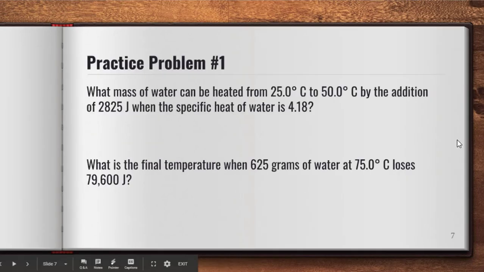So let's look at some practice problems directly related to these calculations. Let's look at number 1. It says, what is the mass of water that can be heated from 25 degrees Celsius to 50 degrees Celsius by the addition of 2,825 joules when the specific heat of water is 4.18? So again, we're going to be using the formula here, Q equals MC delta T, or change in T. Okay? So let's assign some variables here. We know we have our temperatures here. We have heat, and we have the specific heat. So let's assign some variables.